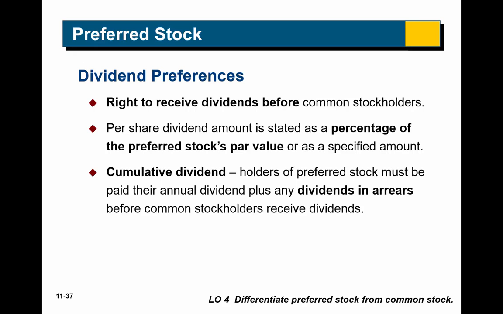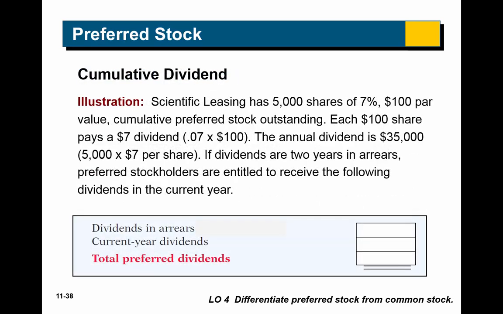Also, just know that the dividends on preferred stocks are usually stated in one of two ways, either as a percentage of the preferred stock's par value, or sometimes as a specified amount per share, as opposed to common stock, where dividends aren't preset, but instead they're set by the board of directors in any given period of time when they're going to be issuing dividends. All right, so here's an illustration of the cumulative dividend.